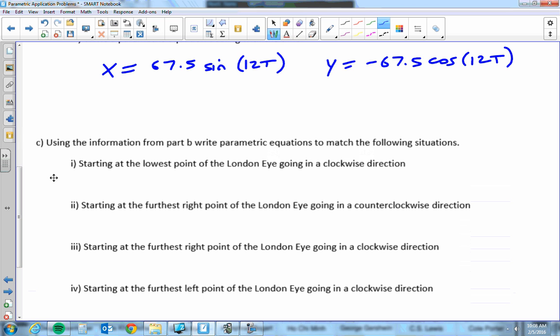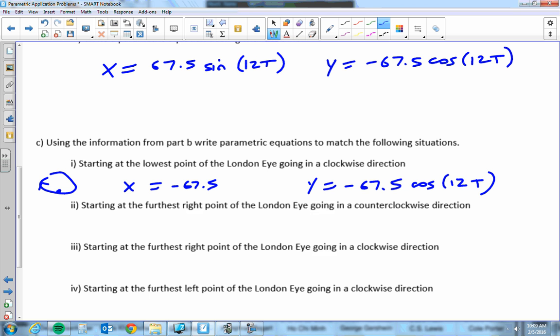Now, we're going to do number 1 at the bottom real quick. Draw the picture. You want to start at the lowest point and go clockwise. And we'll just keep the 12t in there. If you want to start on the lowest point, once again, you put cosine in the vertical equation and make it negative. But we want the x value to start in the middle and decrease. So this means a negative 67.5 sine.